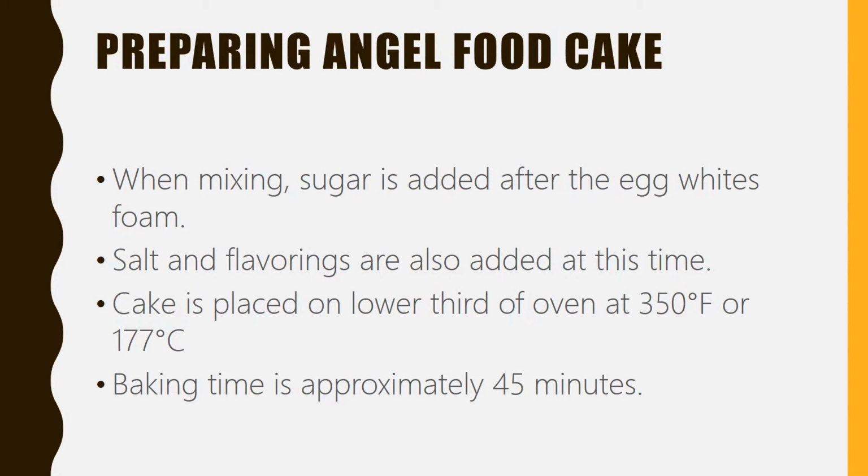When it comes to preparing an angel food cake, the way the ingredients are added is very important. When mixing, sugar is added after the egg whites form. Salt and flavorings are also added at this time. The cake is to be placed on the lower third of the oven at 350 degrees Fahrenheit. The average baking time of an angel food cake is approximately 45 minutes.